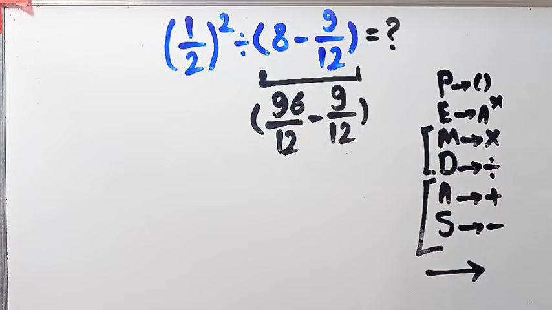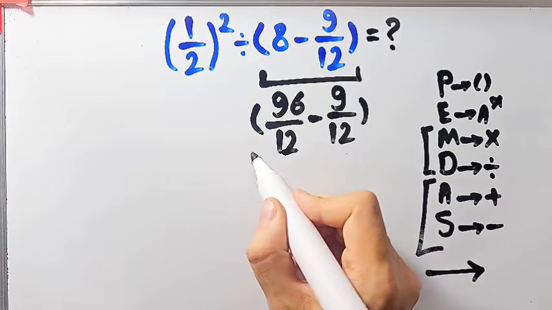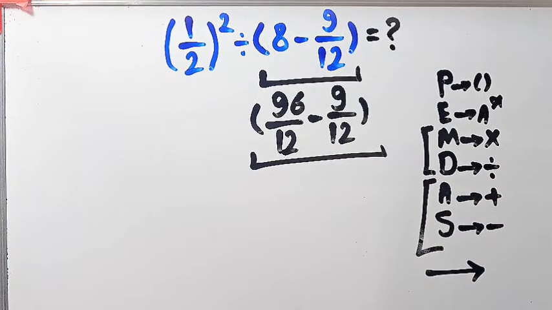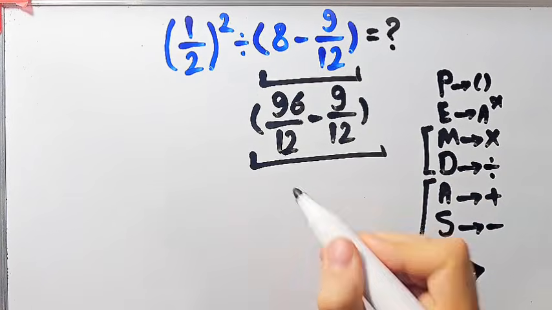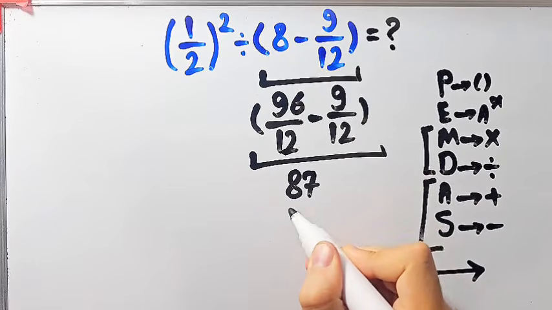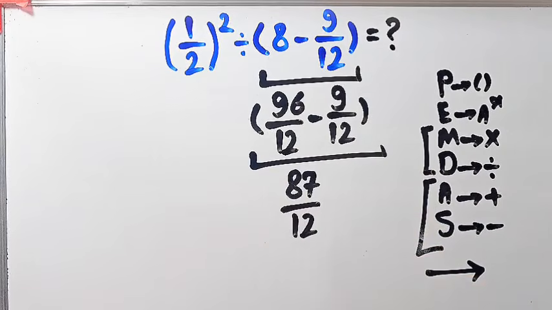The question is 1 over 2 to the power of 2 divided by open parentheses 96 over 12 minus 9 over 12 close parentheses. We have exponent, division, and parentheses. Again, we simplify this parentheses. 96 over 12 minus 9 over 12 equals 87 over 12. Now the question is 1 over 2 to the power of 2 divided by 87 over 12.